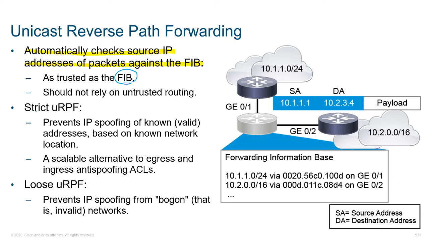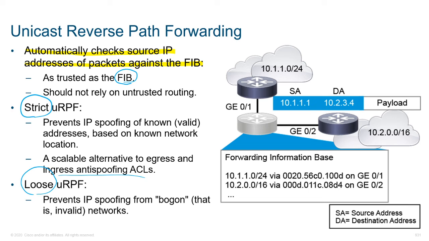There are two ways that we can implement this. We have strict and we have loose. So generally, strict is going to verify traffic that's coming in through an expected interface. Make sure that our traffic is known, it's valid, and an alternative to egress and ingress anti-spoofing ACLs is this uRPF.